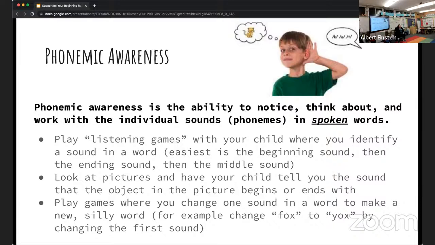Then you would go to the last sound. And the middle sound is the hardest. If they can't do the first sound and last sound yet, don't try to do the middle sound. But just having them be able to tell you and make it a game, the more you can feel like it's just fun and it's something you do together, the more buy-in that you'll get from them. They'll be learning without even realizing that they're learning.